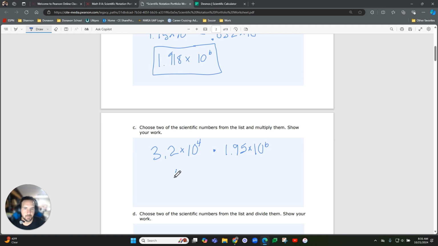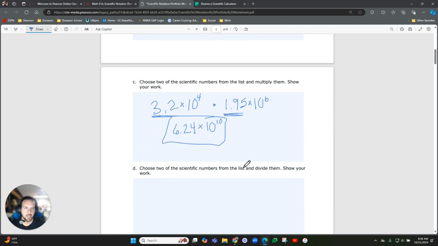And then we add the exponents. So 6.24. So I multiplied 3.2 times 1.95. And now I'm going to add the exponents because that's 10 to the 4th times 10 to the 6th. Remember, you add the exponents as long as the base is the same, which, of course, in this case, they're both 10. So we can just add the exponents. So that would be 10 to the 10th. So 6.24 times 10 to the 10th power. And that's our final answer.